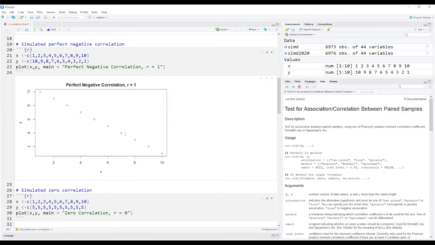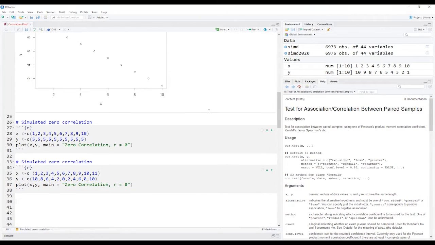This graph represents a perfect negative relationship with a coefficient of -1. We see for every increase in X, there is an equal decrease in Y.